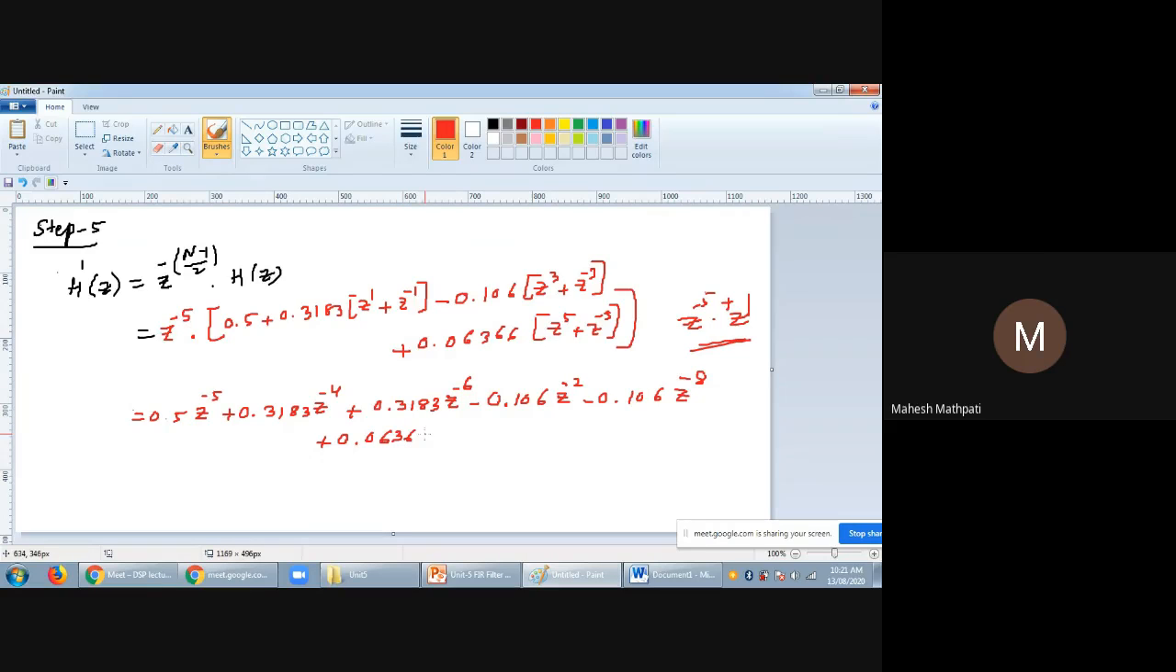0.06366. If I multiply z to the power minus 5 into z to the power plus 5, then what value will come here? Z to the power 0. Then plus 0.0633 into z to the power, what will you get? Minus 5 into minus 5, so it is minus 10.